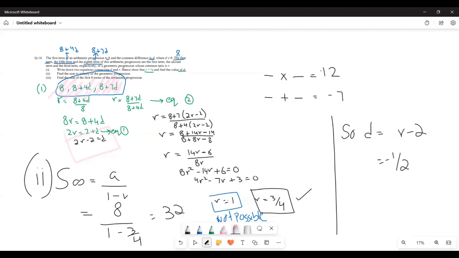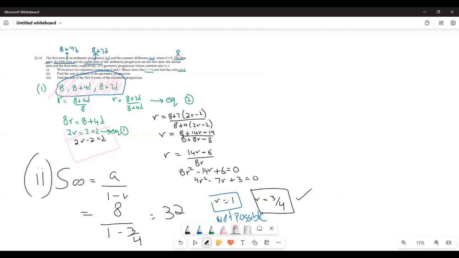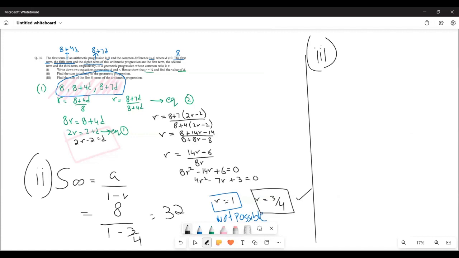Part 3. Find the sum of the first 8 terms of the arithmetic progression. So, what's the formula for sum of n terms in an AP? n over 2 times 2a plus n minus 1 times d. Yes, plus (n minus 1) times d.